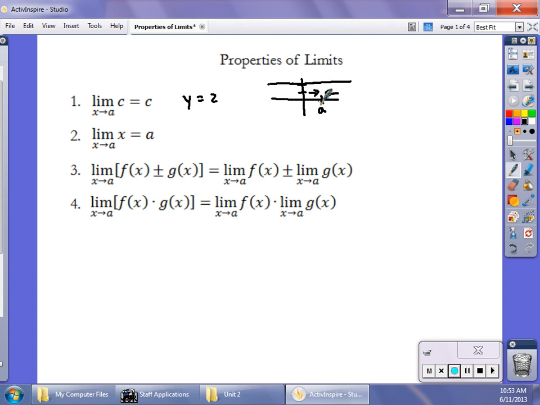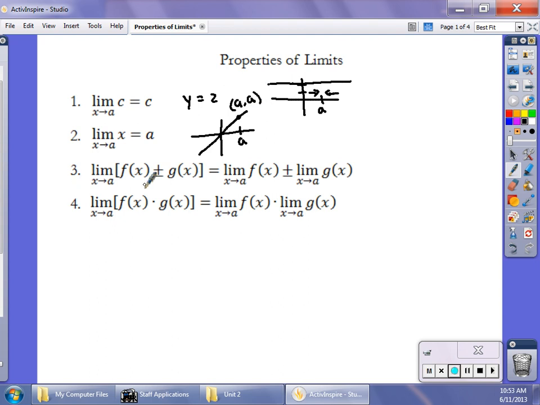No big deal. If I have the limit as x approaches a of x, that's just going to be the identity function. That's going to be the a value. Remember, this is just a line that bisects the first and the third quadrant. So our identity function looks something like this. And again, let's say a is here. Well, this point right here is going to be at a. So that's going to be a.